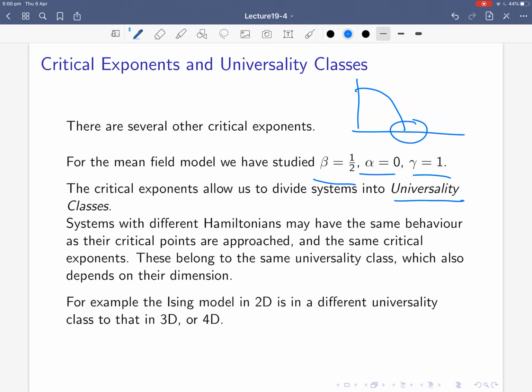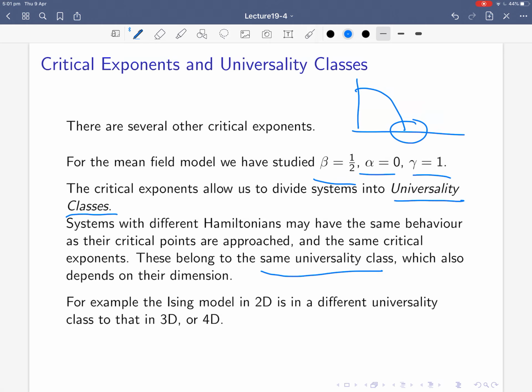And these critical exponents allow us to divide systems into what's known as universality classes. So what you do is you take systems with quite different Hamiltonians, but they may have, in fact, the same behavior as their critical points are approached, and they will have the same critical exponents. So you might have a completely different Hamiltonian for two systems, but as you approach the critical point for either of those systems, what you find is they behave in the same way as far as their critical points go. And therefore we say they belong to the same universality class.